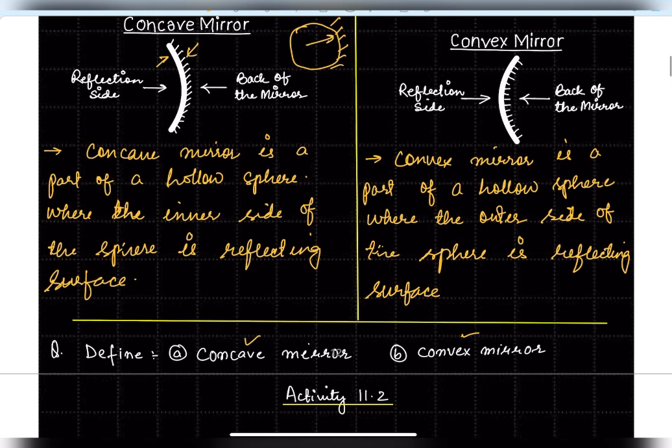Are you getting my point? I hope it is clear to you. So this is one of the questions that can be asked: what is a concave mirror and what is a convex mirror?